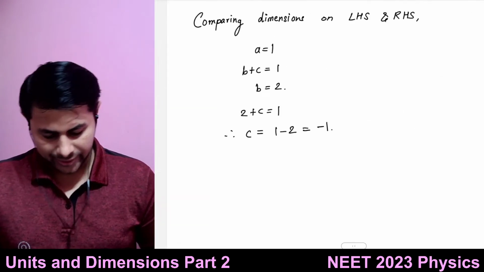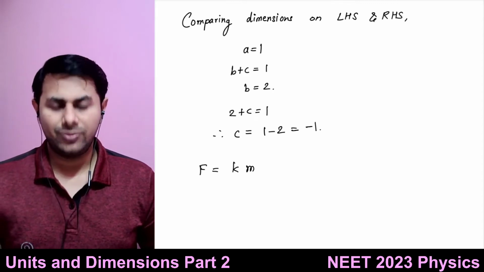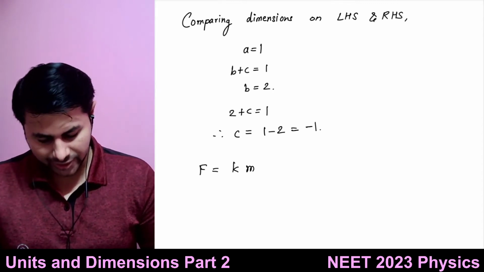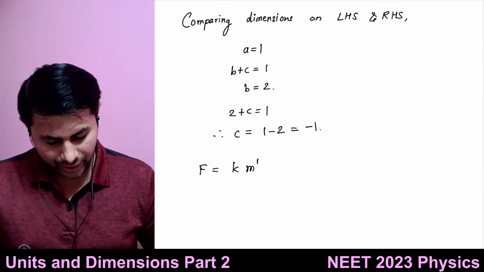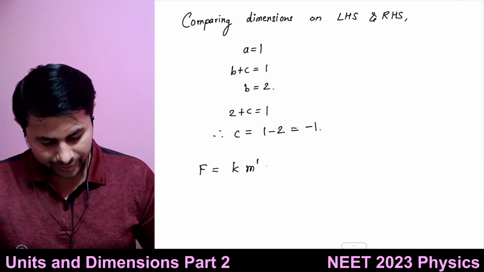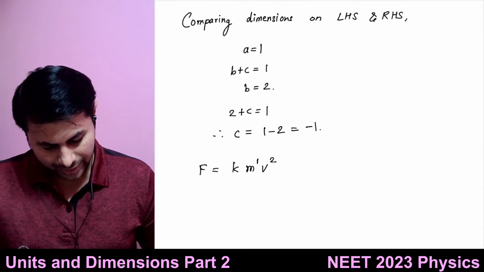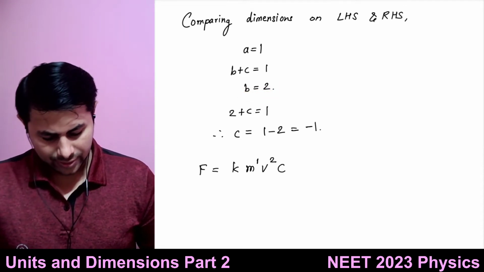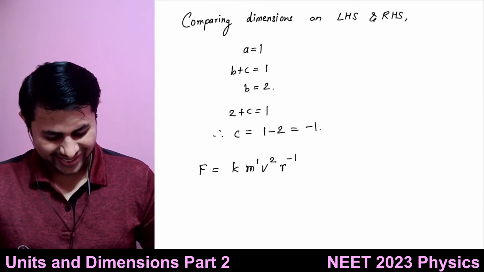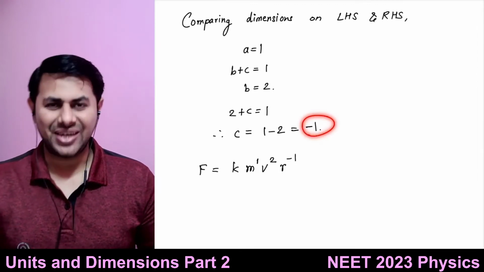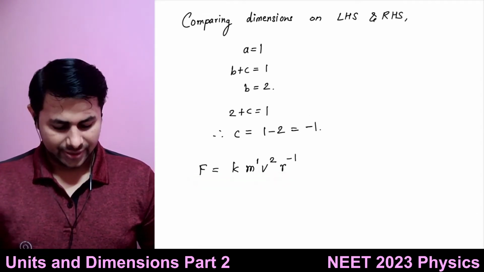So what do you get? You get f is equal to k multiplied by m raised to what? M raised to a. So what is a? It's 1. M raised to 1. Then you have v raised to b. So v raised to, what is b? B is 2. And r raised to minus 1. Okay, r raised to c, which is minus 1. Right? So it is m v square divided by r.